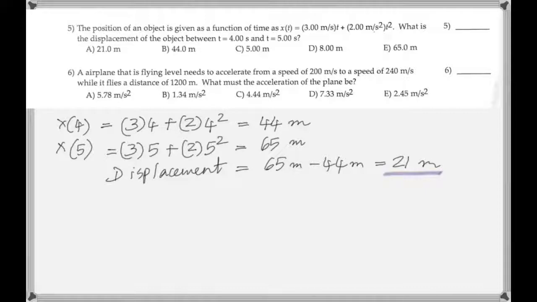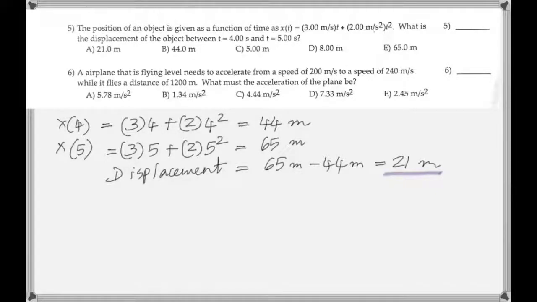All right, number 6. An airplane is flying level, that means horizontally, and needs to accelerate from a speed of 200 meters per second to a speed of 240 meters per second. So there you have the initial velocity and the final velocity. And while it flies a distance of 1,200 meters, so that's the displacement, what must the acceleration be?